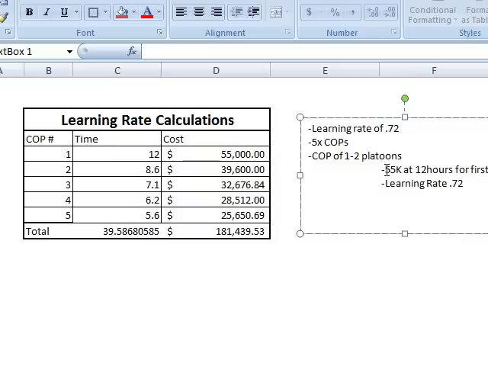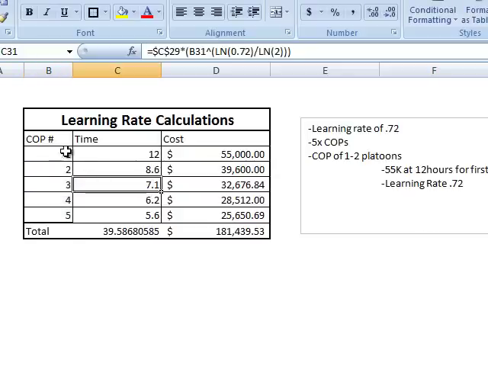The first COP costs $55,000 and it takes 12 hours. Now, if you see here, on the first row, I've got 1 through 5. I can see that the time that it takes is 12 hours and it costs $55,000. So it begs the question, what do COPs 2 through 5 cost? Well, we apply our learning curve formula, as you can see up here in Excel. It takes the same form from what you learned in class.